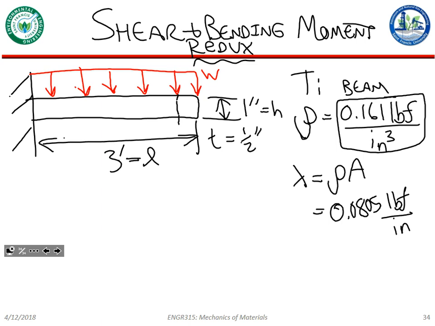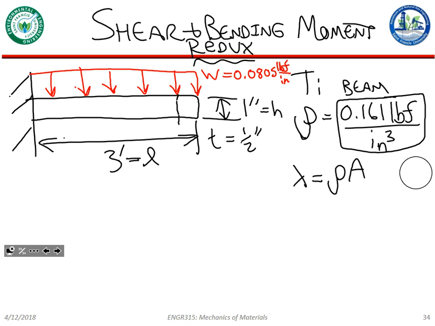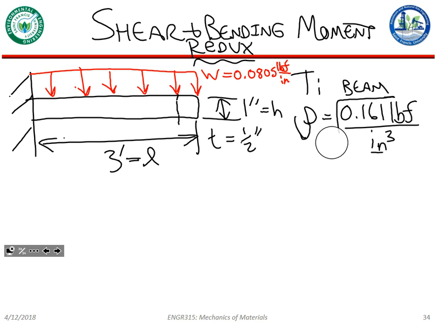Pounds per inch. So that's the linear density of this beam. That's how much 1 inch of length of this beam weighs. 0.0805 pounds. All right? So let's say that is W, our distributed load. All right? Just going to erase this for a little bit more room. So that turns into our distributed load there.